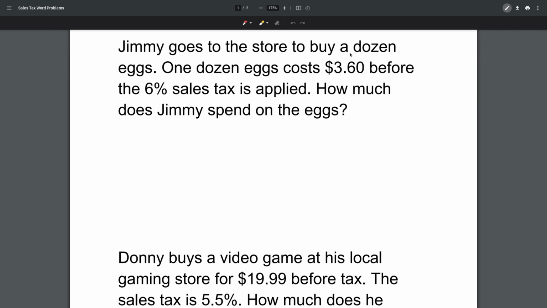Jimmy goes to the store to buy a dozen eggs. One dozen eggs costs $3.60 before the 6% sales tax is applied. How much does Jimmy spend on the eggs?